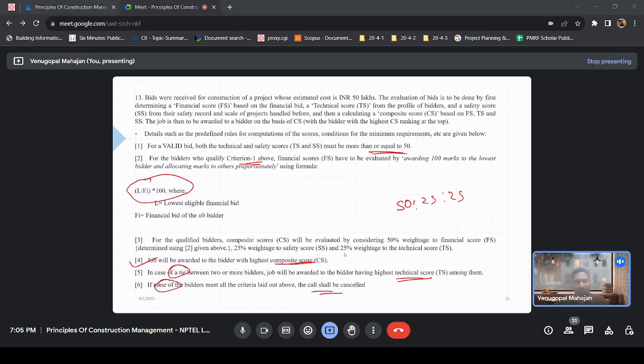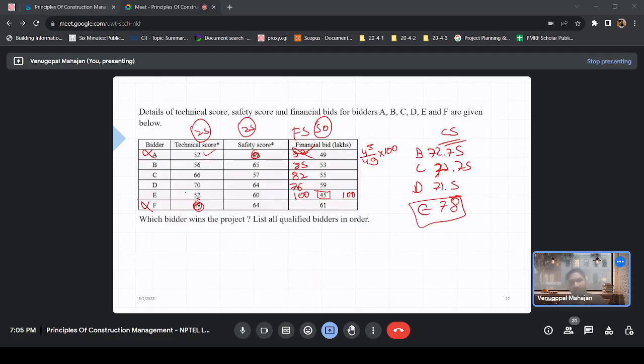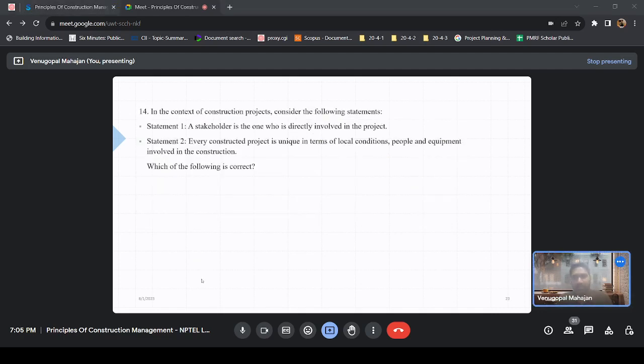And similarly, if you have to rank it in order, right? So, what would be the order? List all qualified bidders in order. E, B, C, and D, right? Right, sir. Okay. So let's take a couple of more questions.